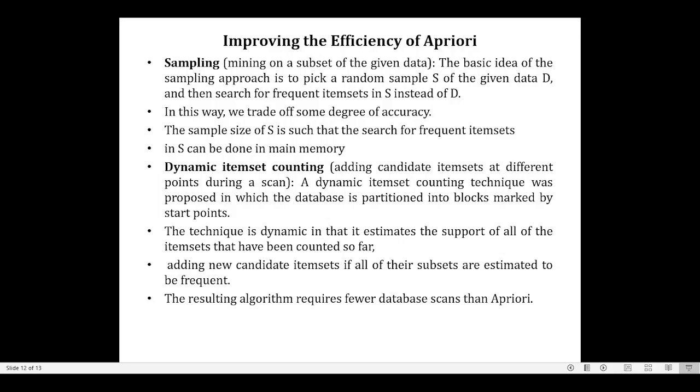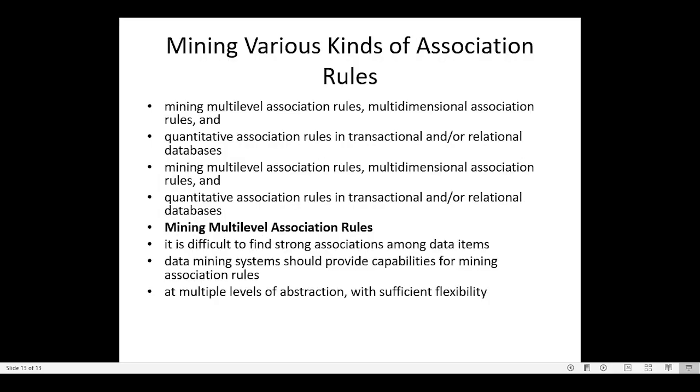Other methods include sampling and dynamic item set counting. There are various kinds of association rules, like mining multi-level association rules, multi-dimensional association rules, and quantitative association rules in traditional or relational databases.